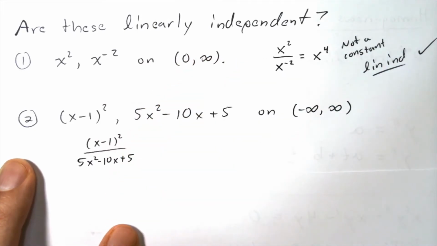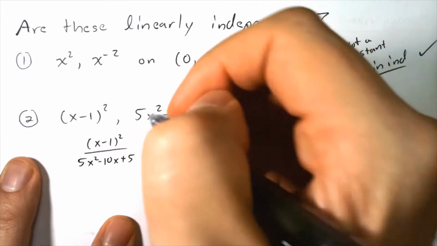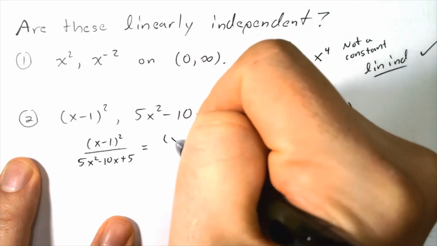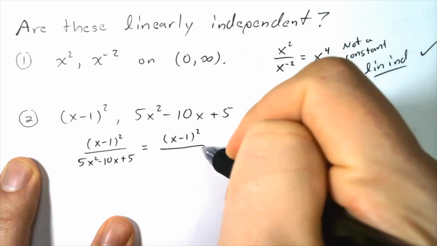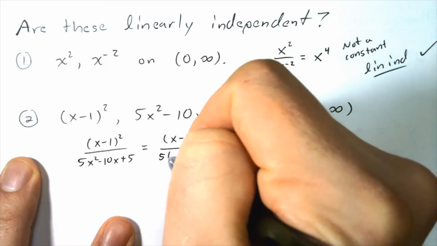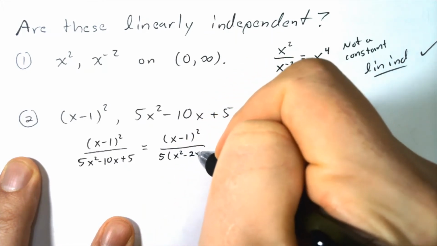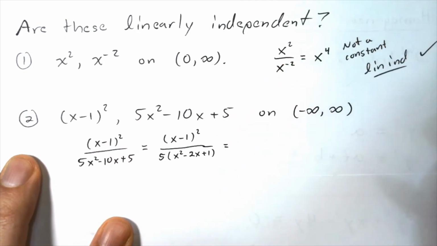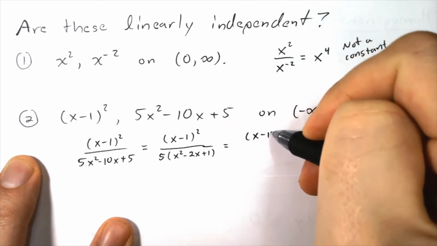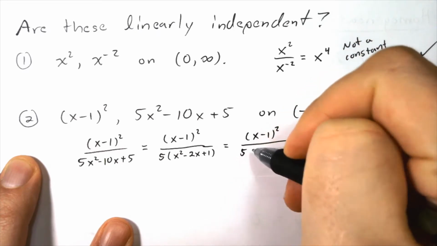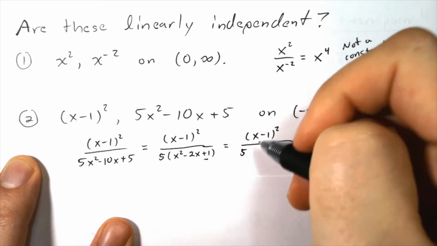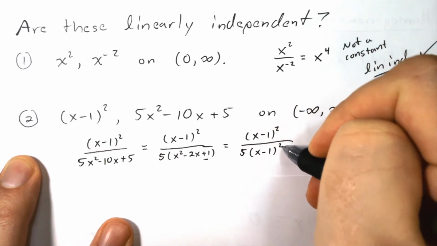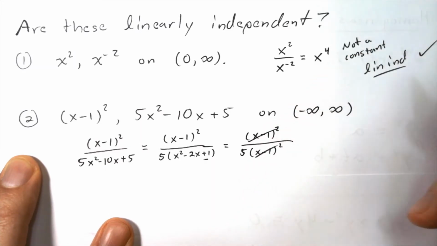Is that a constant? Well, it doesn't look like one, but let's simplify it. So let's factor the bottom. I'll factor out a 5. Let's keep factoring some more. This thing factors as x minus 1 squared. Look at this, these cancel. That is a constant. That's 1/5.